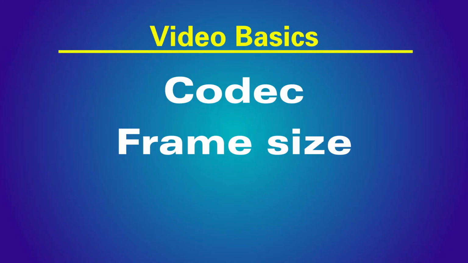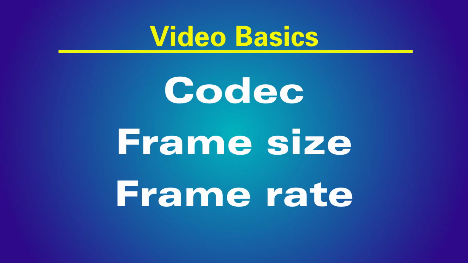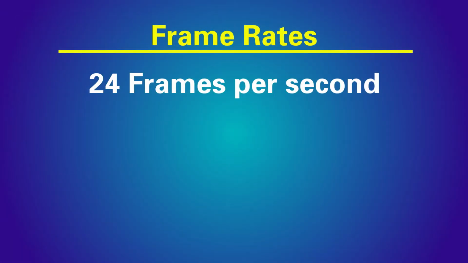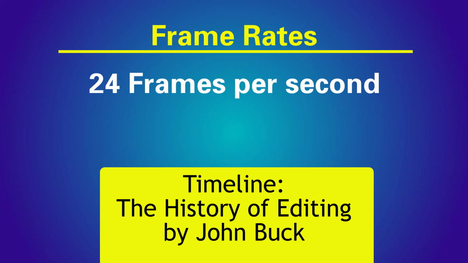The third thing we're going to talk about is actually frame rates. Now, film has traditionally been shot since the 1920s at 24 frames per second. There's a good book here called The History of Editing, or Timeline, I think it's called, by John Buck. And that explains kind of how this was all decided. And it's interesting. I'm not going to go into it here. You can get it on Amazon or a Kindle book like I have it. Very technical read, but it was interesting to me because it really covers a lot of the big change that I've seen throughout my career.